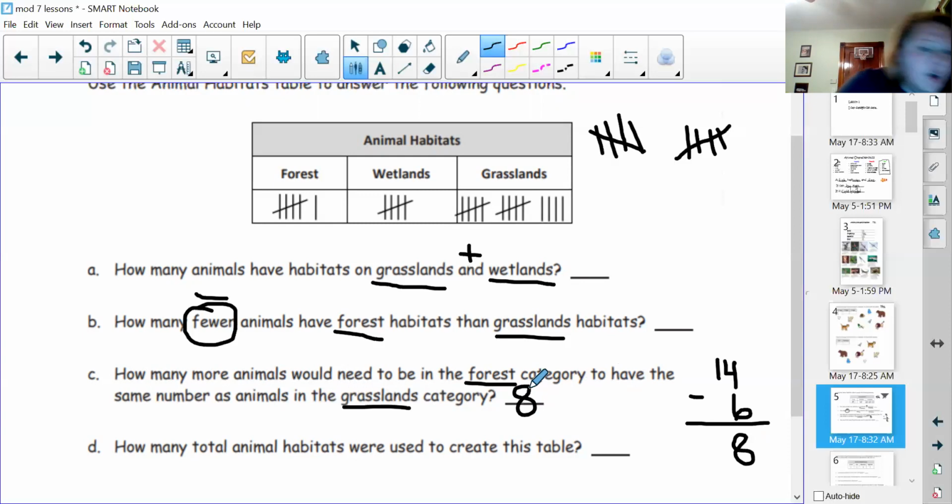Okay. And then here, how many total animal habitats were used to create this table? Now, listen, they're not asking you how many total animals. They're asking you how many total habitats. That's going to be the biggest hint I give you, okay? Not the total number of animals, but the total number of habitats, okay?